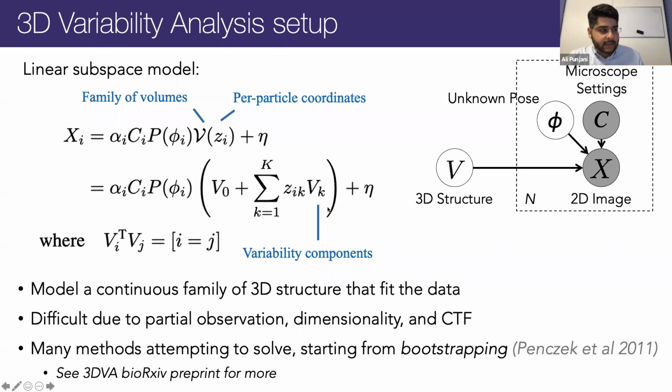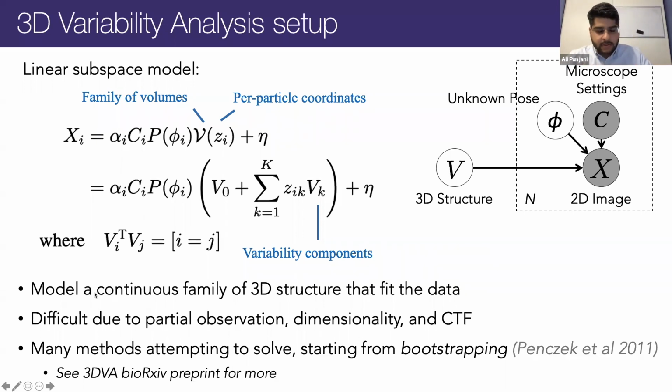And then everything else is the same. The only other small detail is that we enforce, or we request, that all of the variability components be orthogonal to each other so that they don't end up representing the same variability. That's the entire linear subspace model for 3D variability analysis. And what it does is it naturally captures a model of a continuous family, as I've said, of 3D structures that try to fit the data.